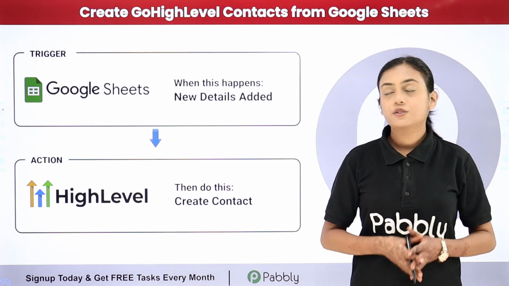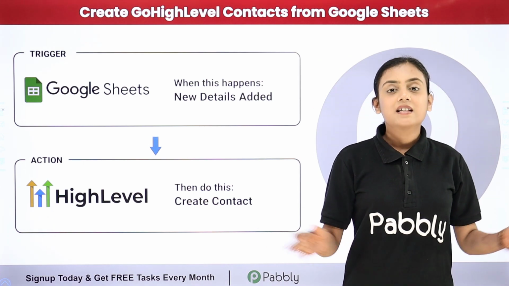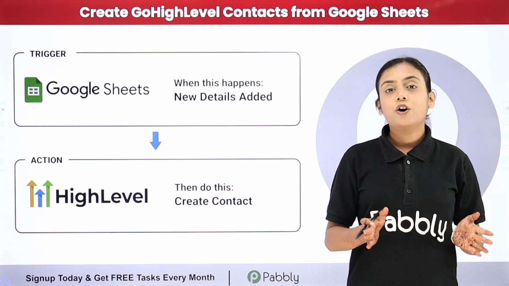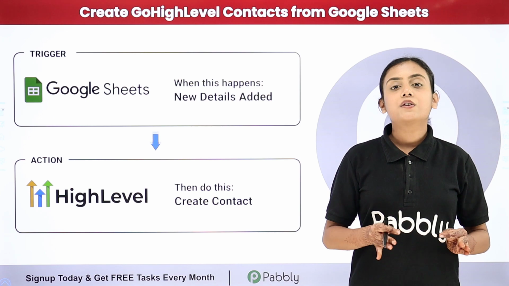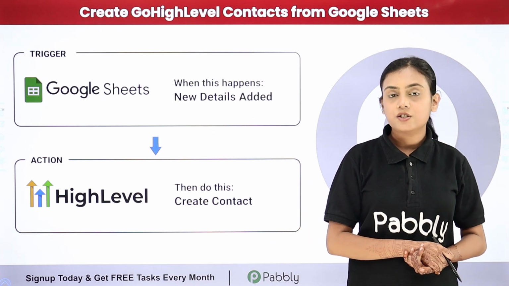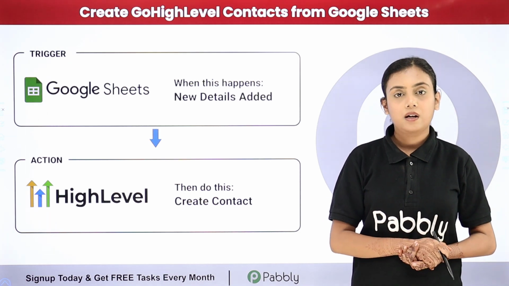In this video, we're going to learn how to create GoHighLevel contacts from Google Sheets. So I'm an owner of a marketing consultancy business and I create a record of all my clients' information in Google Sheets. Here what I want is that as soon as I create a new record of my client's details in Google Sheets, I want to create a contact of that same client in my GoHighLevel account.